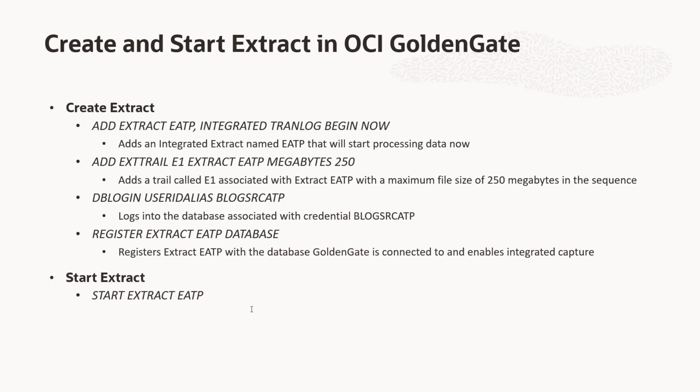Once we've done that, we're going to log into the source database again, using dblogin useridalias blog src-atp, and we are going to register the extract called eatp with the source database, and this is what is going to enable GoldenGate to capture the change data. And then finally, we're going to start the extract. So just a few commands, 5 of them, to be able to create and start a capture process on an autonomous database, but on any Oracle database. So let's take a look at that in Admin Client.